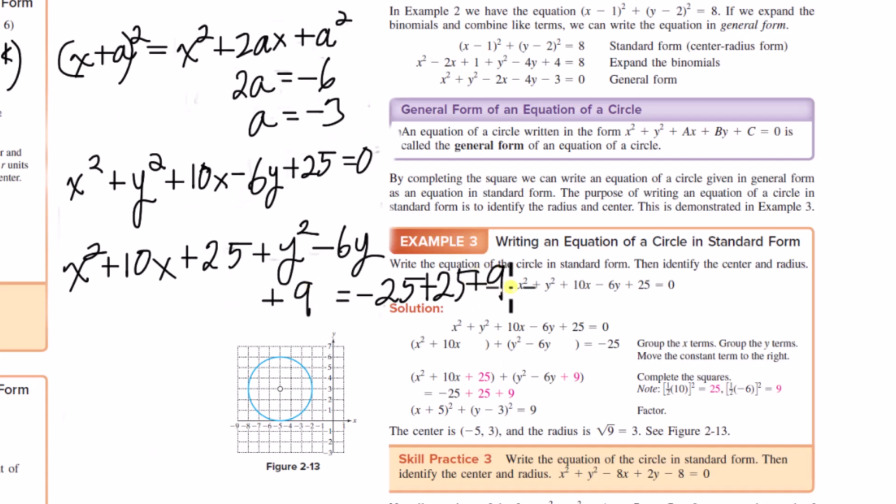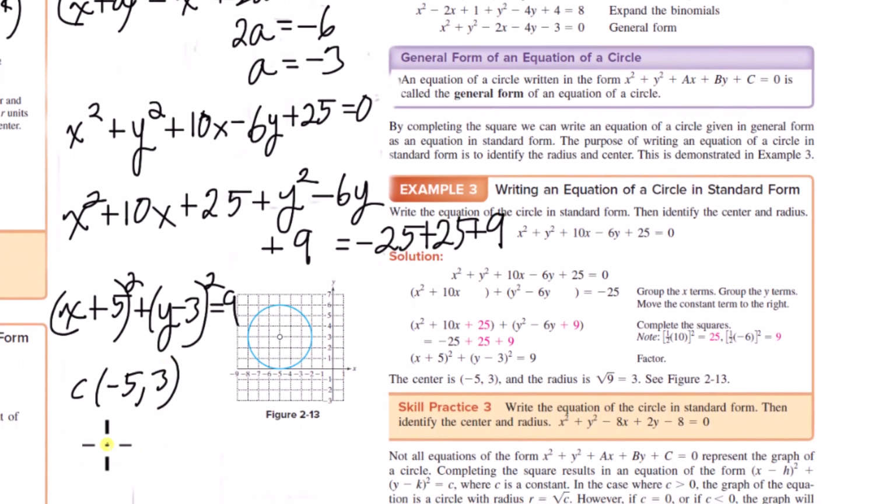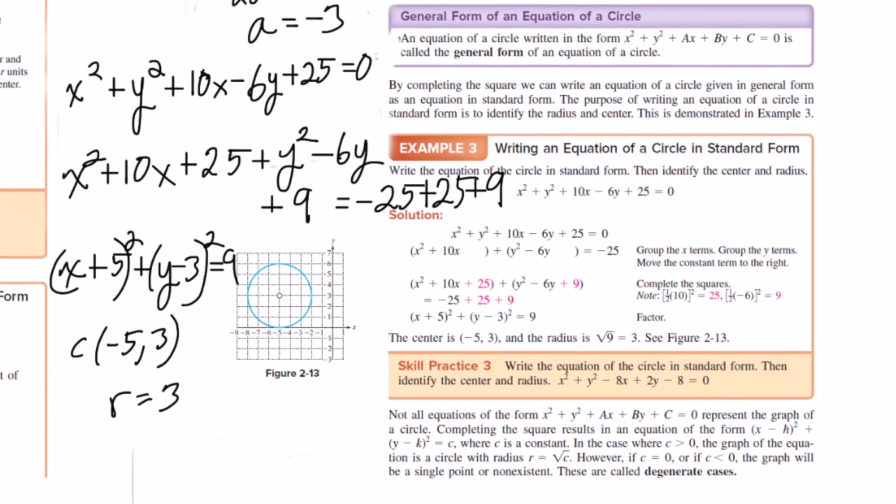And there we go. Now we can turn x squared plus 10x plus 25 into x plus 5 squared, and we can turn y squared minus 6y plus 9 into y minus 3 squared. That's going to be equal to minus 25 plus 25, which is 0, plus 9. This is a circle centered at negative 5, 3. The center is at negative 5, 3, and the radius is 3.